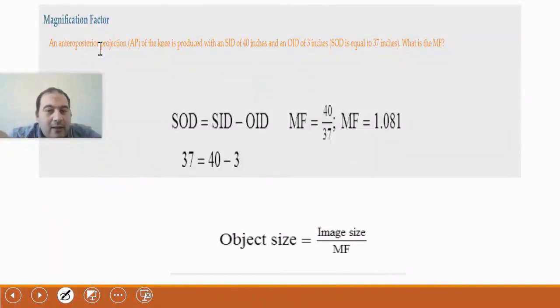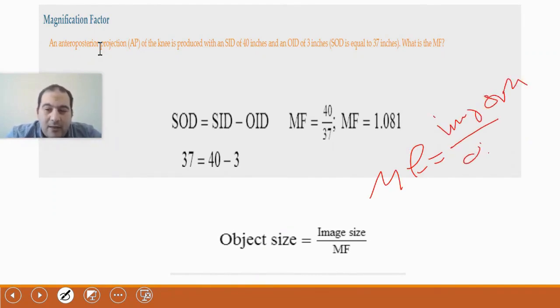For 40 divided by 37, you will always find 1.08, which is the magnification factor. Now, if you want to find the true object size, how do you calculate it? Using the equation we discussed, which states that the magnification factor equals the image size divided by the object size.